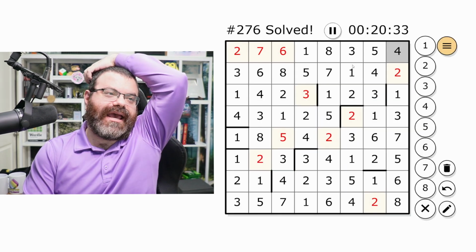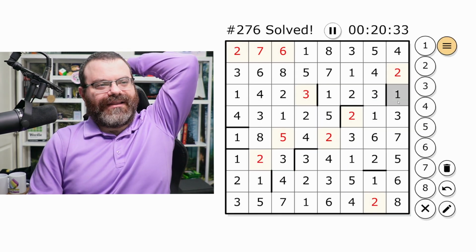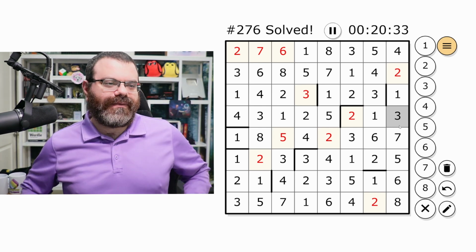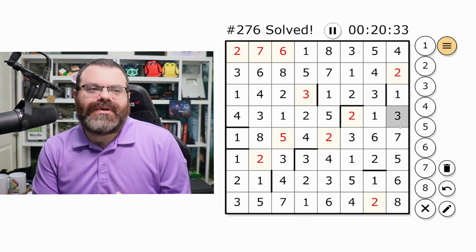All right, so we kind of had to use an X-wing that led to another X-wing. Interesting. I don't know if there was another way through. It's quite possible I missed something in my scanning, but I enjoyed those 2 X-wings, so that was fun to do.